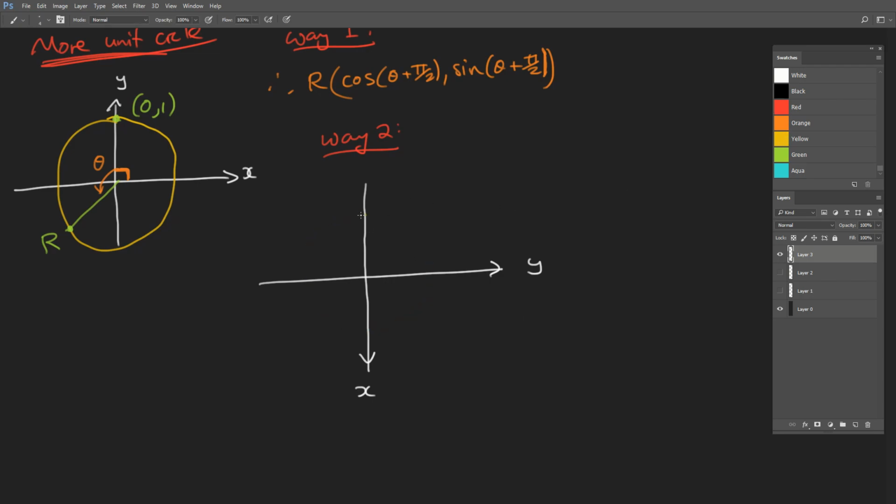So I'm simply redrawing it. I'm not changing any of the mathematics at all. So this will be our point R over here. This will be theta, and that's going to be our right angle, not that we'll be using it.